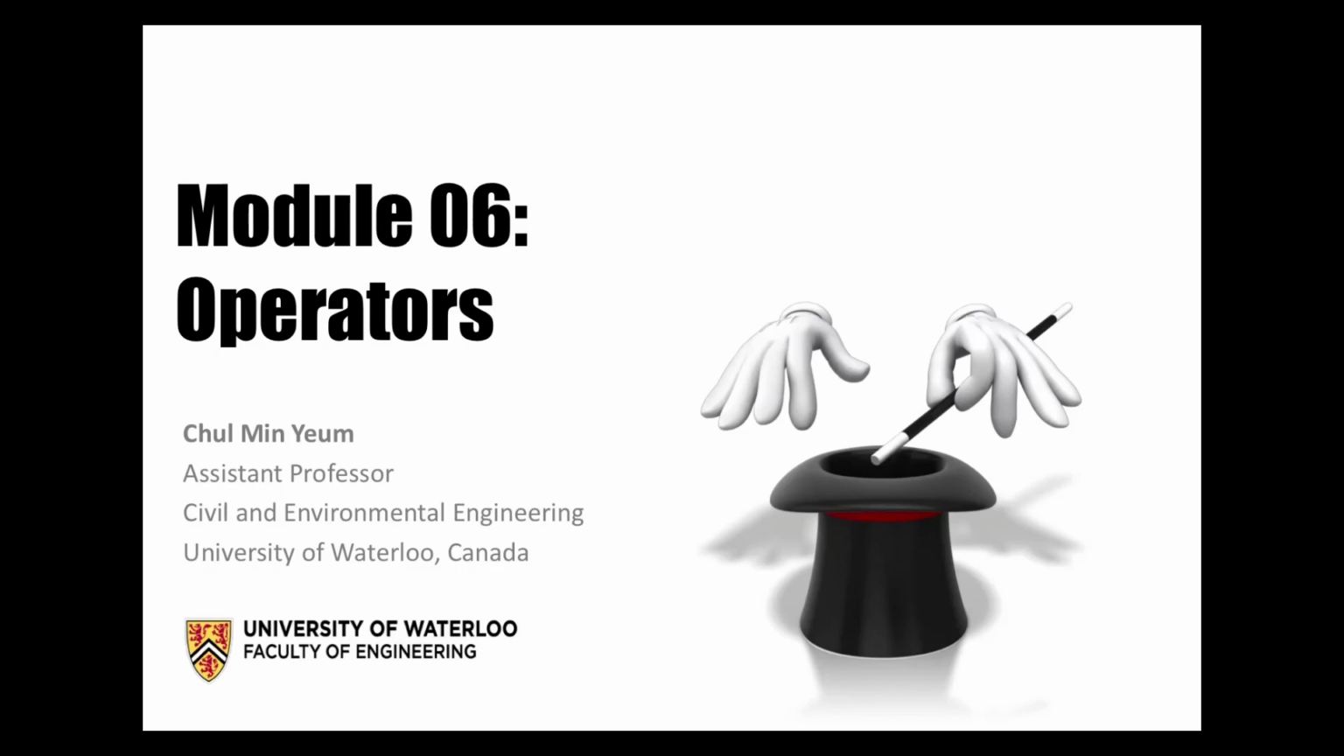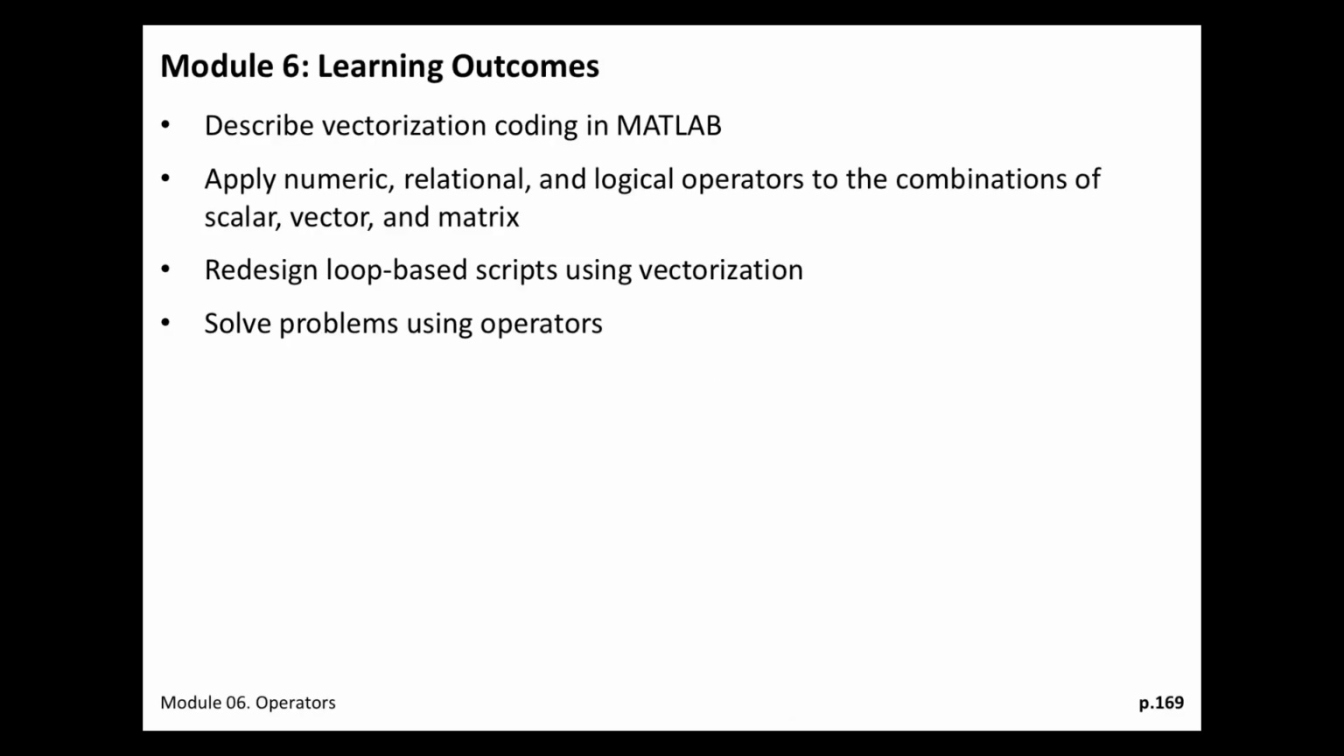When you use the operators in MATLAB, you can significantly shorten your code and reduce the number of loop statements. At the end of this module, you can describe what vectorizing code in MATLAB is. You can use the operators when different combinations of scalar, vector, and matrix are involved. Redesign a loop-based script using vectorized code. Apply this concept to solve the example in the previous module.